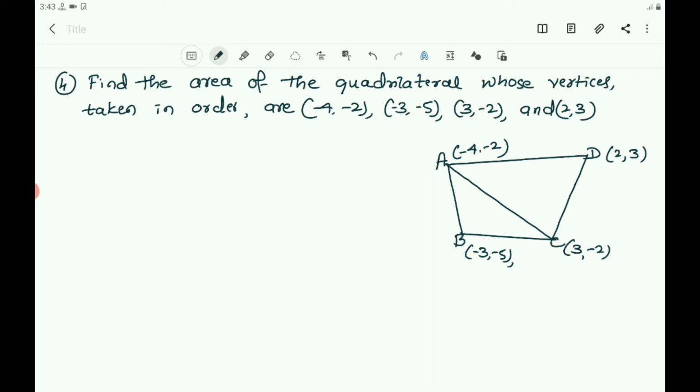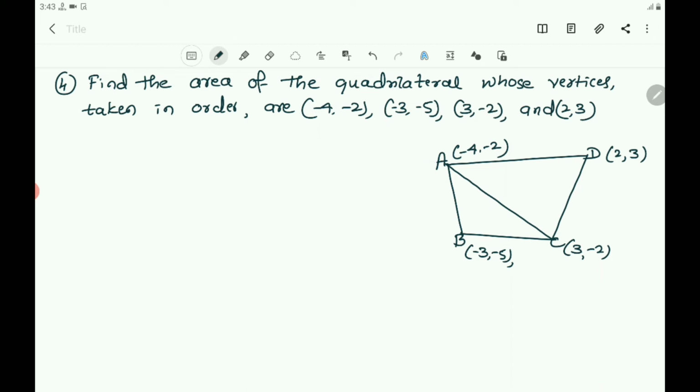Now by using the vertices ABC, find the area of the triangle ABC, and also by using the vertices ACD, find the area of the triangle ADC. Now you know that here the area of the quadrilateral ABCD is the sum of the area of the triangle ABC and triangle ACD. So let us find the area of the triangle ABC and area of the triangle ADC.